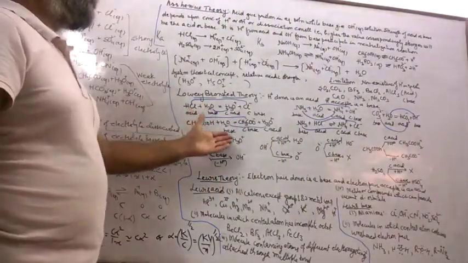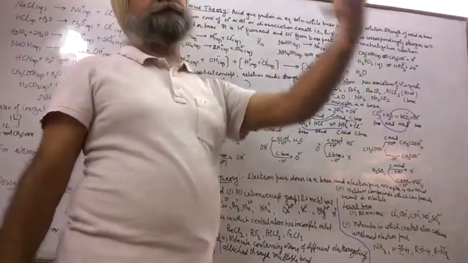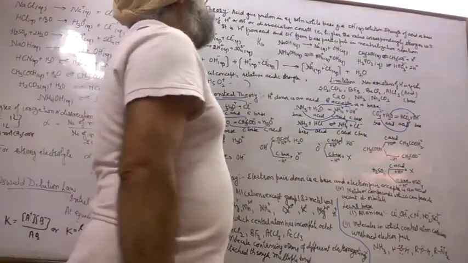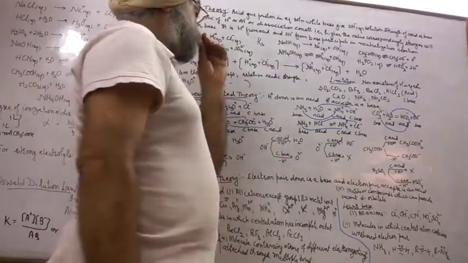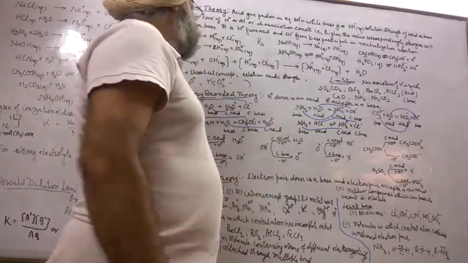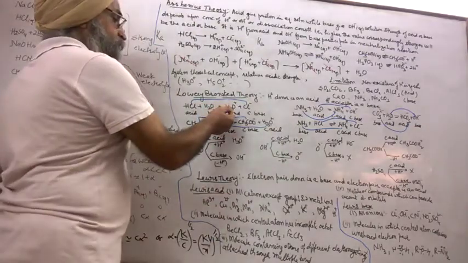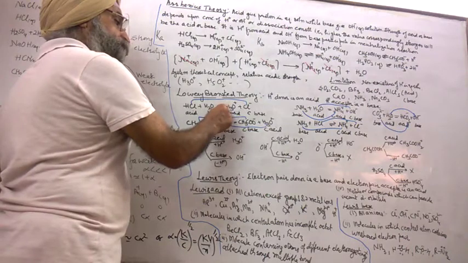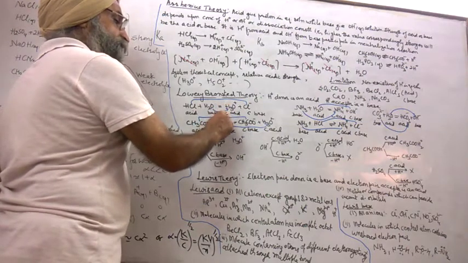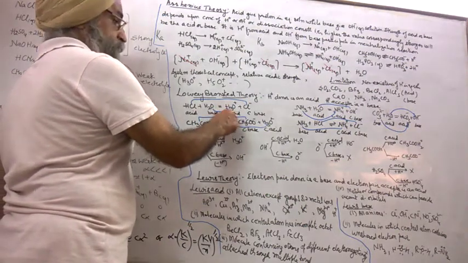Sometimes water acts as a base, sometimes water acts as an acid. That depends on the relative strength: which one has the greater tendency to lose a proton and which one has the greater tendency to accept a proton. In the same way, if a hydronium ion changes into water, it has to lose a proton, and the proton donor is an acid. Therefore, this is a conjugate acid.